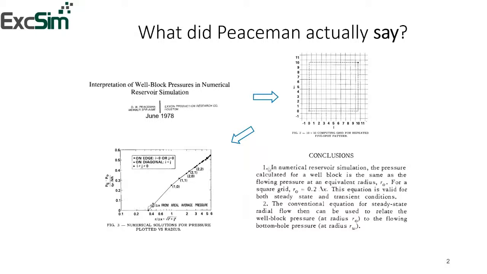And what he says here in the conclusions of his paper is that in numerical reservoir simulation, the pressure calculated for a well block is the same as the flowing pressure at an equivalent distance r sub 0. For a square grid, that distance is 0.2 times delta x, where delta x is the size of the square grid block, the length and width.